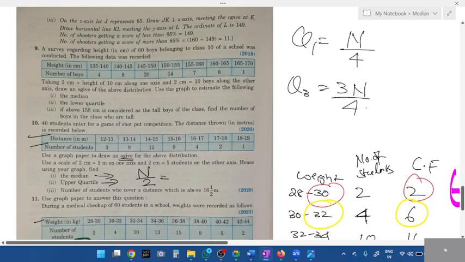Okay, 10th question I want you all to do for homework. We'll do the last question, ninth one. Look at the ninth one, all of you. Quick, 10 minutes. Within 10 minutes, you have to come. We need to complete it.